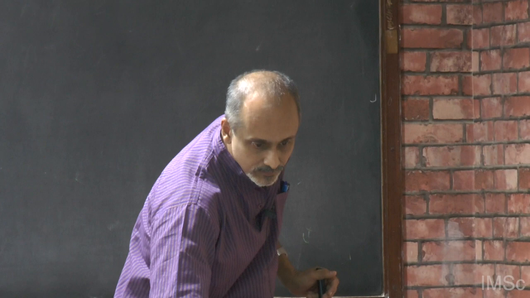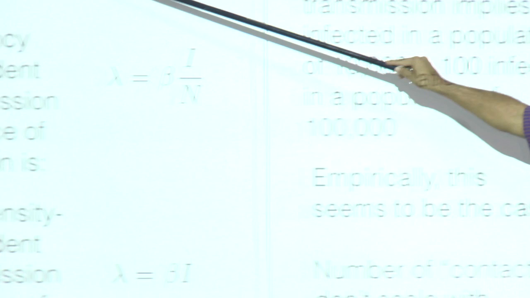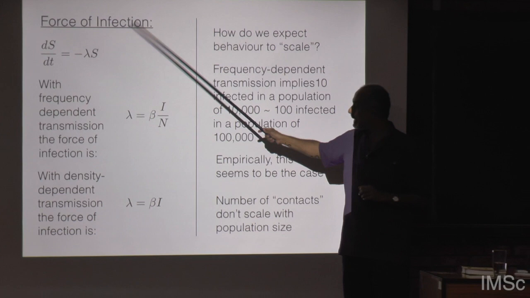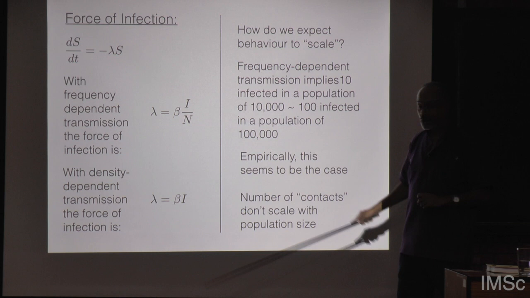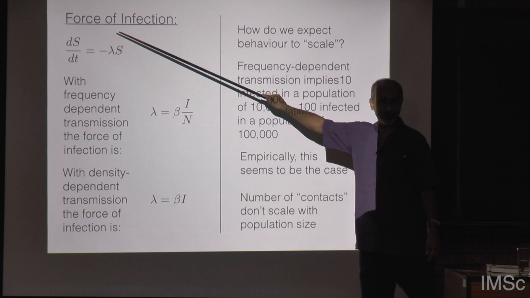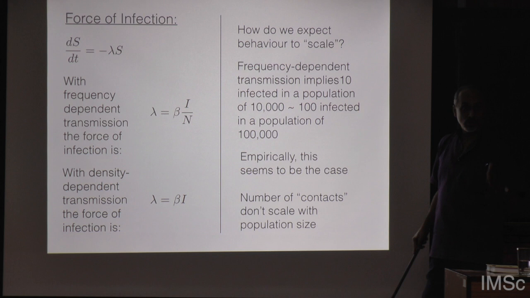this question here. If I define the force of infection lambda as dS by dt proportional to S, and lambda is a proportionality constant inside here, what I choose for lambda is what is central. Do I choose for lambda the number of infected people, in which case this is density-dependent transmission, or do I choose for lambda the fraction of infected people, that is I divided by the total population size? So it's just a question of what is my choice for lambda. Finally, there has to be an I inside here. But is it I alone, or is it I scaled to the population size, which is I divided by N?